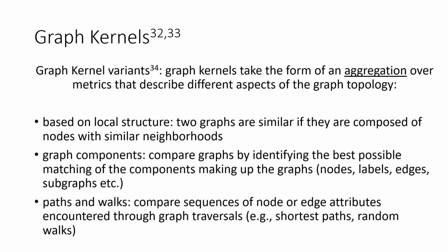Another family of kernels looks at graph components. They compare graphs by identifying the best possible matching of the components making up the graph. So two graphs are similar if their nodes are similar, if the labels are similar, if the edges, the number of edges or the relationships among different nodes, are similar, and if there are some similar subgraphs. The final family is kernels based on paths and walks, where they compare sequences of node or edge attributes encountered through graph traversal. Two graphs are similar if they have a lot of similar shortest paths or a lot of similar random walks.